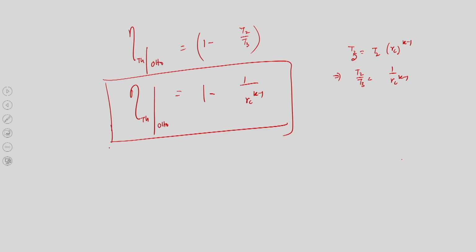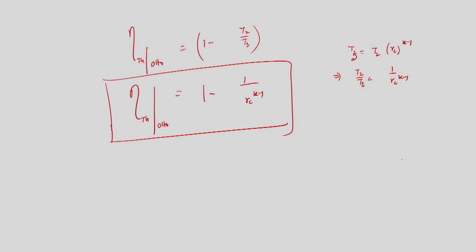So, 1 minus r to the power k minus 1. From this expression you can see that only the compression ratio is needed to determine the thermal efficiency of the Otto cycle. As the compression ratio goes up, thermal efficiency goes up. This efficiency is known as indicated thermal efficiency, as the heat transfer values are those to and from the air within the combustion chamber.